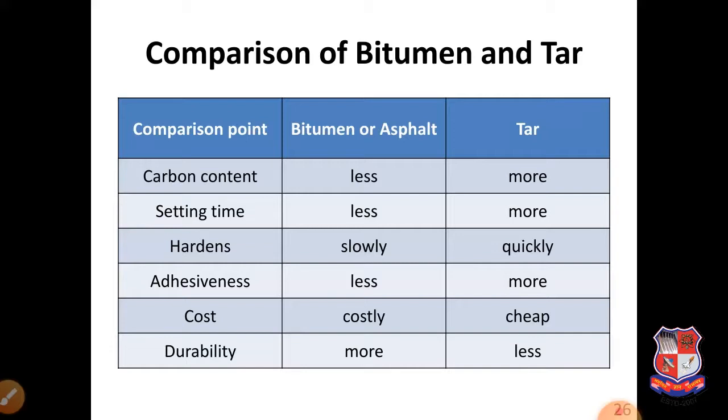Comparison point, adhesiveness. Bitumen or asphalt has less adhesion and tar has more adhesion. Comparison point, cost. Bitumen or asphalt is costly and tar is cheap. Comparison point is durability. Bitumen or asphalt is more durable and tar is less durable.